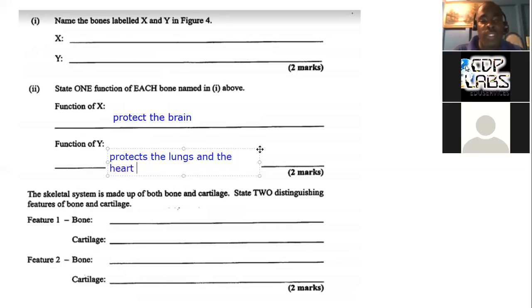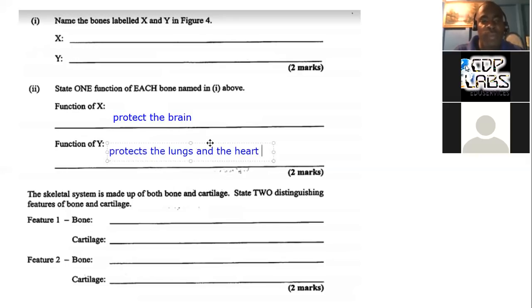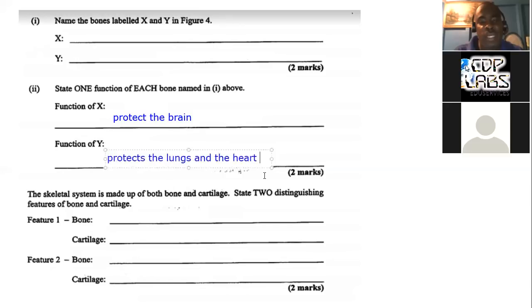This was a part of the objective. So you see, the exam will test. You can use the objectives, I must say, in our syllabus as questions. And once you can answer all those objectives in the syllabus, you can't go wrong. You must pass the exam once you're able to do that. All right? The skeletal system is made up of both bone and cartilage.